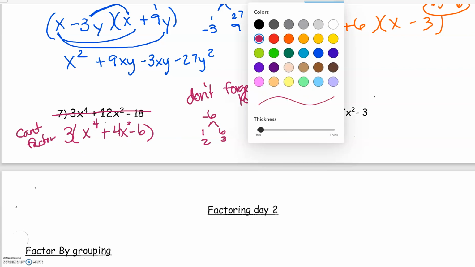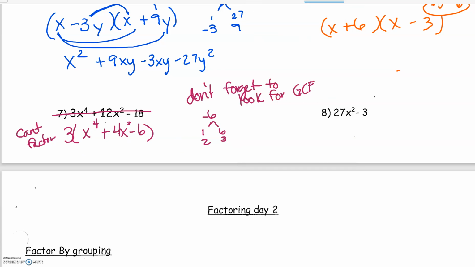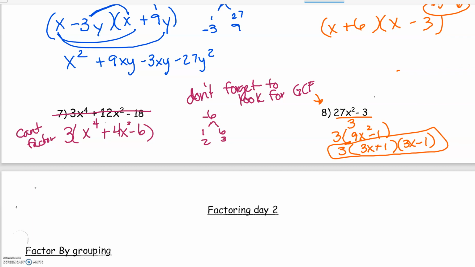All right, so let's take out a GCF on this one because I see a common factor. So do not forget to look for that GCF initially. And we can take out a 3, so it's 3 and then 9x squared minus 1. Hey, that looks like perfect squares. So we can do a 3x plus 1 and a 3x minus 1. And then don't forget that GCF in front.